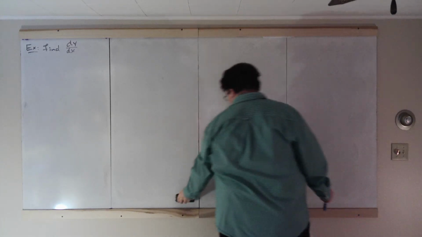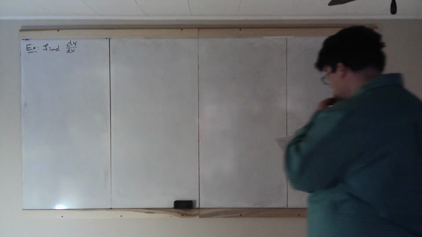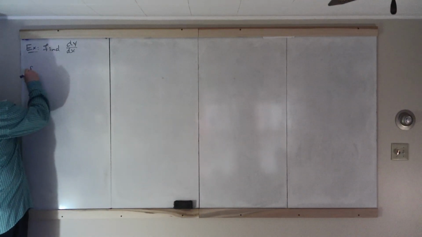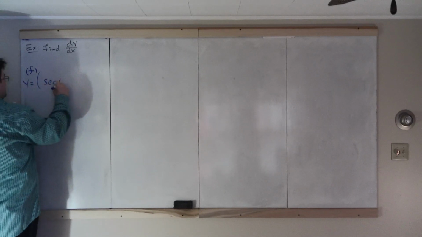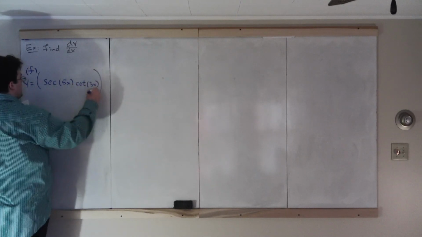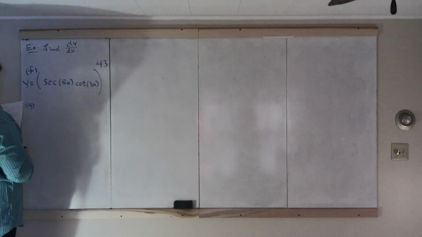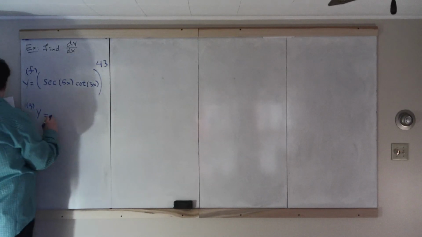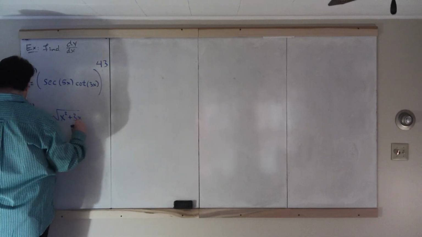So let's do a couple more. Let's see, what do I have over here? Maybe I should have written this afterwards. F. Let's do y equals secant of 5x cotangent of 3x again, but here we're going to raise it all to the 43rd power. G. y equals root x squared plus 3x.